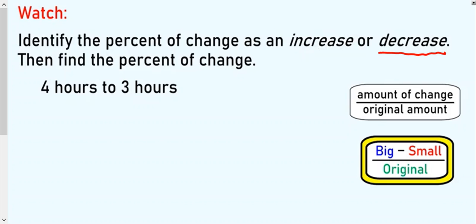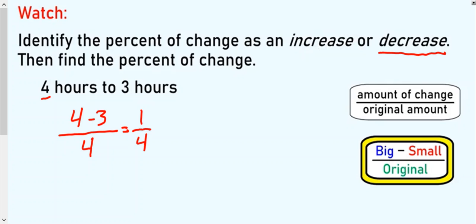Okay, so we're working with a percent of decrease, and then we're going to find out how much it's decreasing by figuring out the amount of change and dividing it by the original amount. Okay, so we're going to take the big number, which is the 4, and we're going to subtract 3, the small number, and then we're going to divide by the original. The original number is going to be the first number, so it's going to be 4. So now we have our fraction set up, 4 minus 3 divided by 4. So 4 minus 3 is going to be 1, and we're going to divide that by 4.